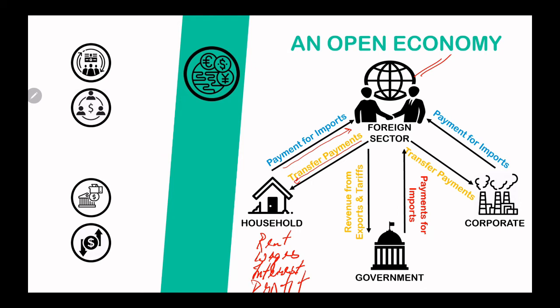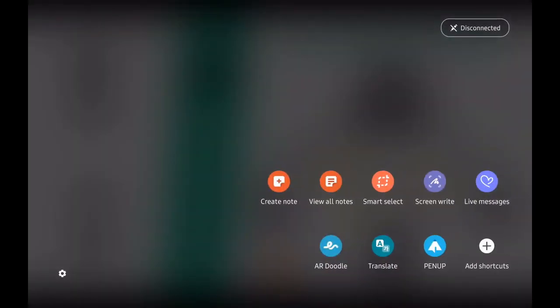All right, so these are the payments for the factors of production that households have provided to the foreign sector, and the foreign sector is paying back in terms of factor payment. On the other hand, corporate is also buying something from the foreign sector. They are buying the machinery, the technology, the raw material, the manpower, and they are paying for the imports. And corporate is also providing goods and services to the foreign sector, so they are receiving payments.